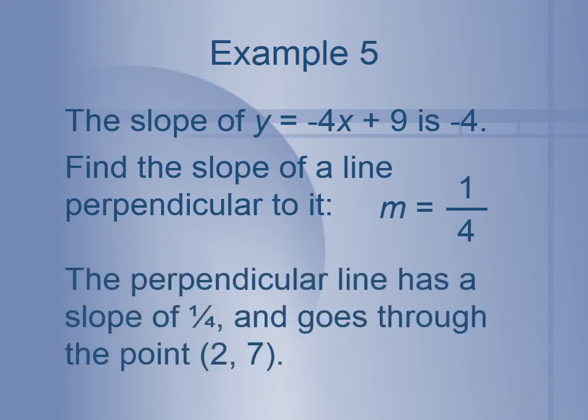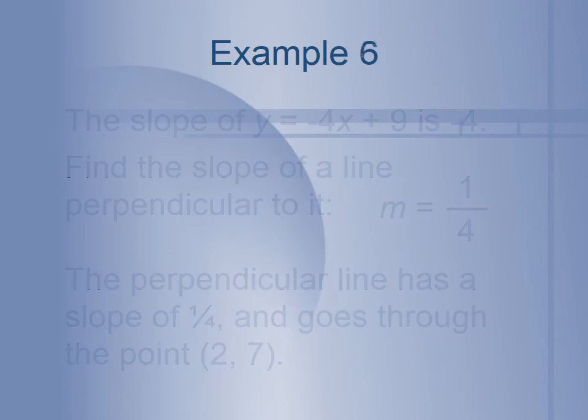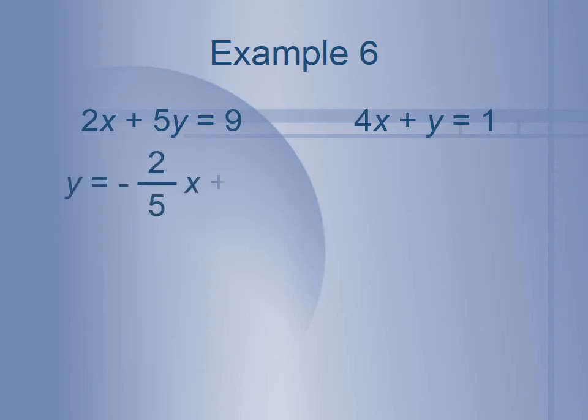So now we need to find the perpendicular line that has the slope of 1/4, which is the negative reciprocal, and goes to the point (2, 7). So we're going to use the point-slope form, which was y minus.